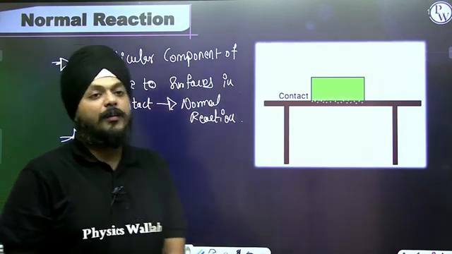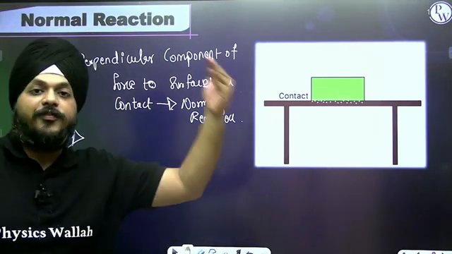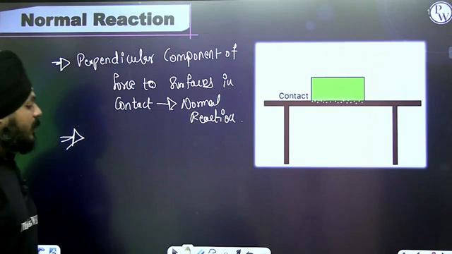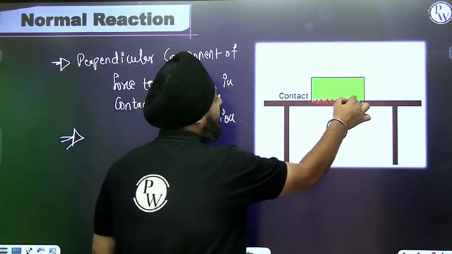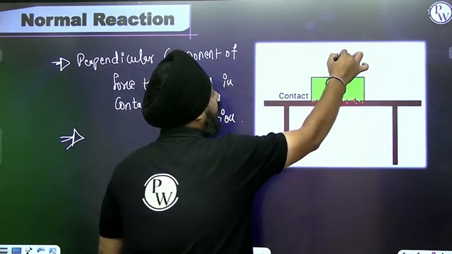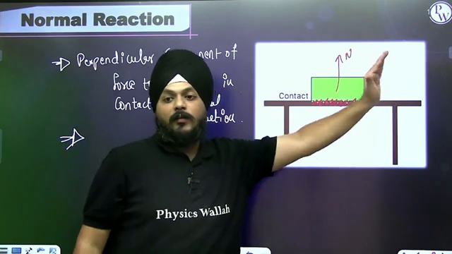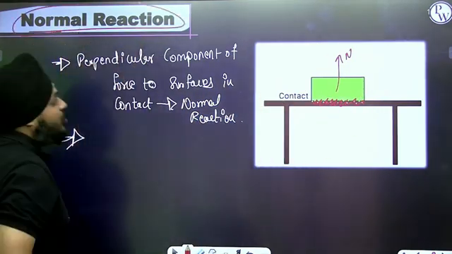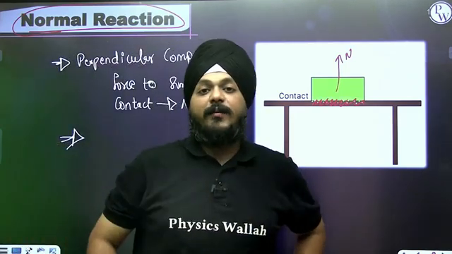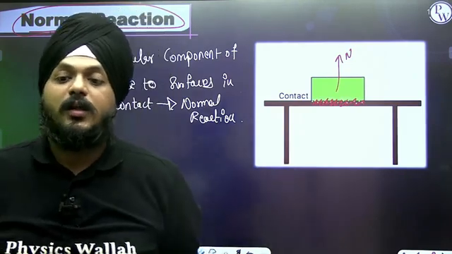The perpendicular component of the forces to the surfaces in contact. Suppose let us take an example. These are the two surfaces in contact. The perpendicular component of the force to these contact surfaces is the normal reaction. The name itself states it is the normal reaction.